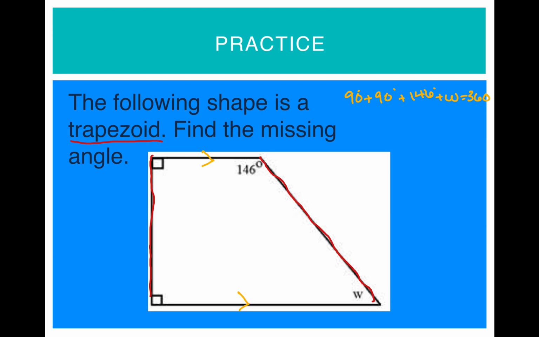Now let's see, 90 plus 146. I added that up, that is equal to 326 degrees, plus W has to be 360. Well, if I subtract 326 degrees on both sides, we are left with W is equal to 34 degrees. So W right here, 34 degrees.